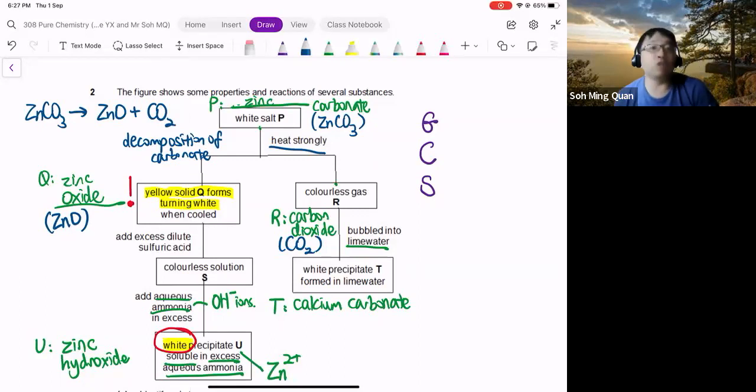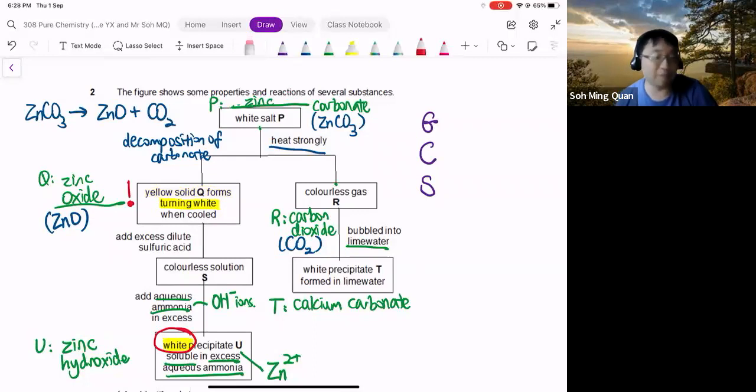Now, zinc oxide is very unique. Zinc oxide is white, but only when it's cool. That means at room temperature, like right now, if you have zinc oxide in the open, now it's cold, it will be white. However, you are heating it strongly, right? Just now you heated the carbonate strongly. Heat strongly means hot. When zinc oxide is hot, it's yellow. That's why it's written here, yellow solid Q turns white when cool. This is a giveaway that it is zinc oxide, because only zinc oxide will behave this way.